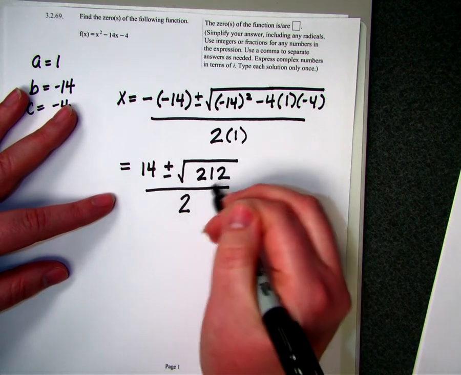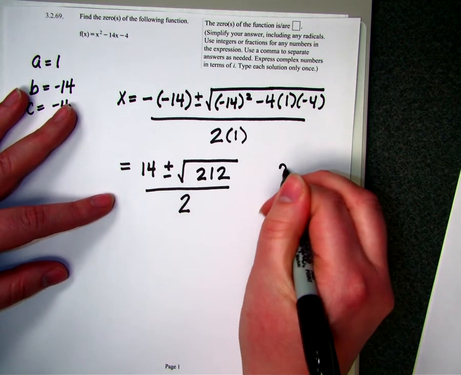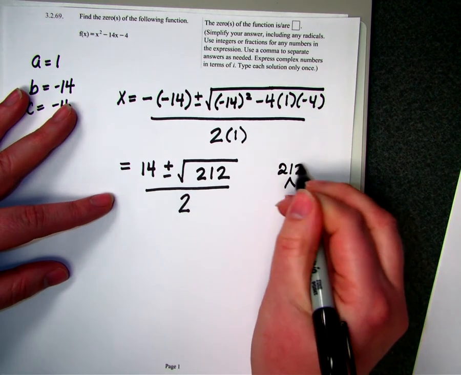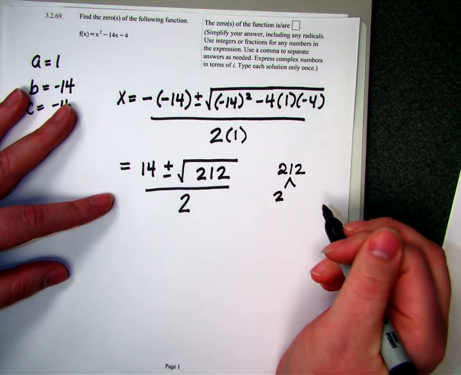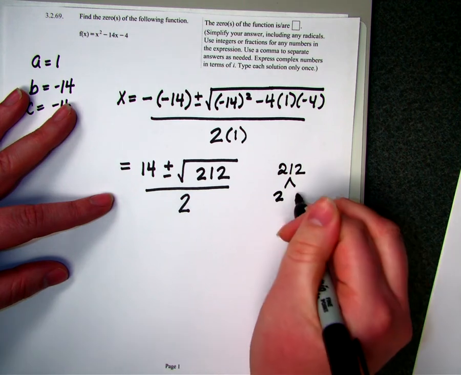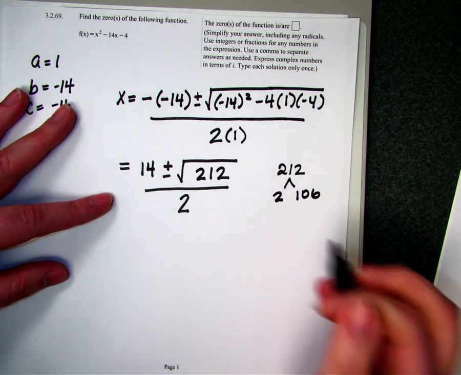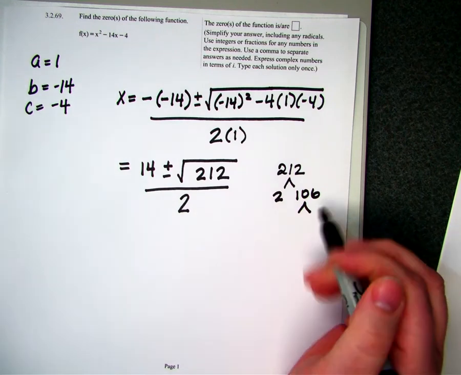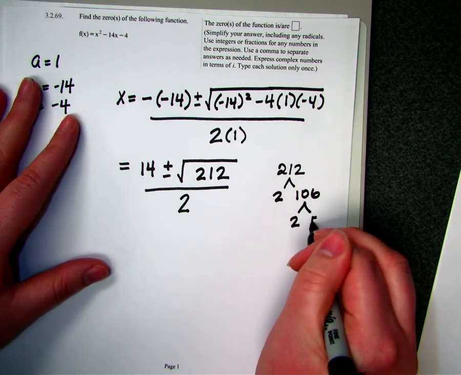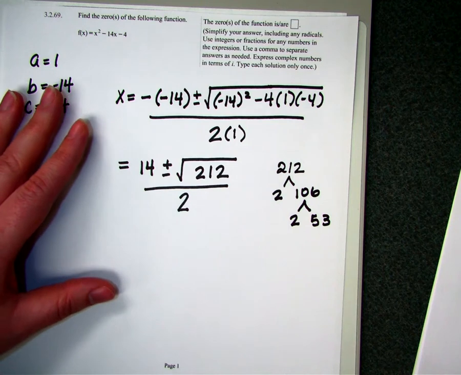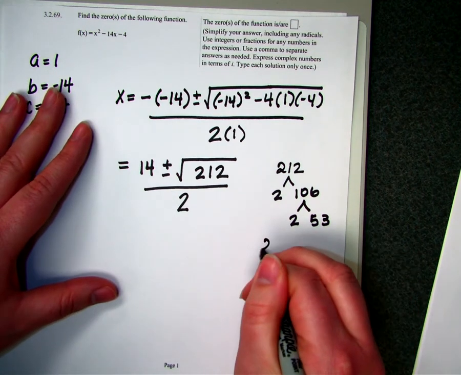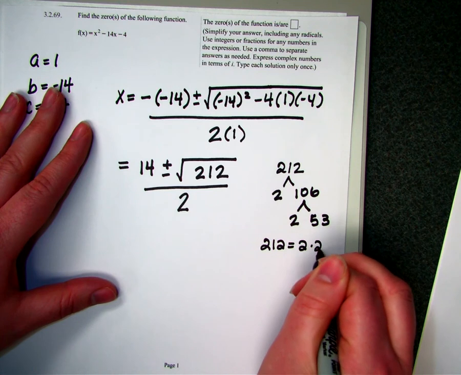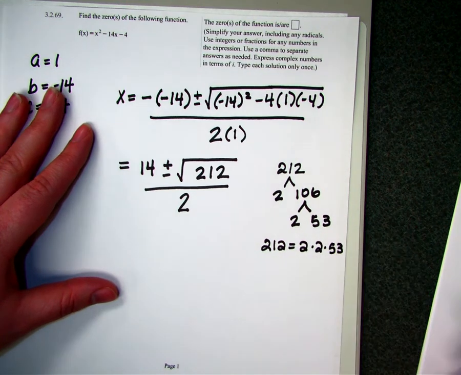So first, we need to see if this radical can be simplified. One easy way to do that is to create a factor tree. So 212, I know since it's an even number, it's divisible by 2. So 212 divided by 2 gives me 2 and 106 as factors. I know 106 can be divided by 2 because it's an even number. So this is 2 and 53. And 53 is a prime number. So the prime factorization of 212 is 2 times 2 times 53.